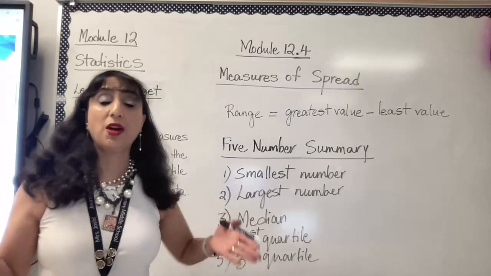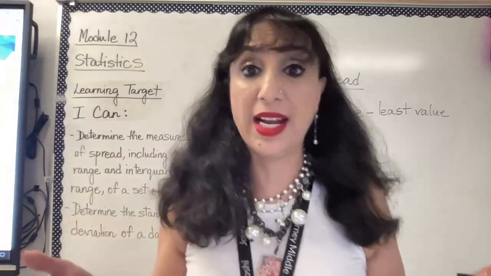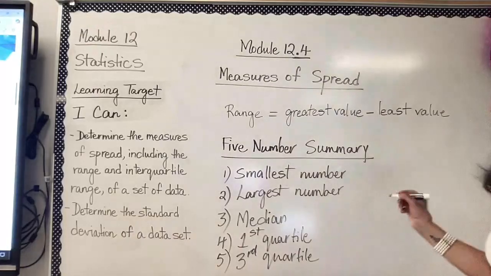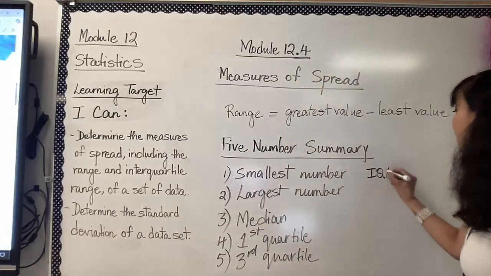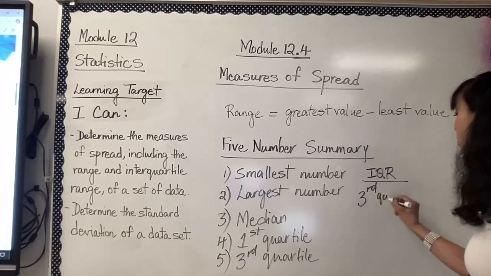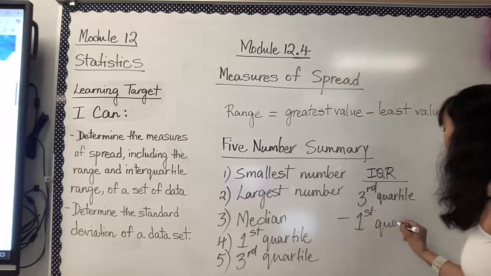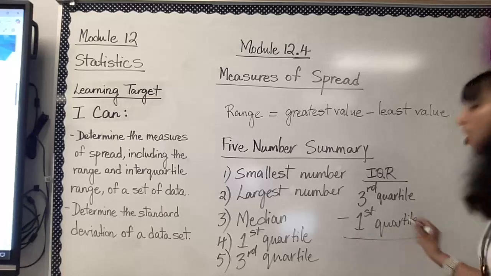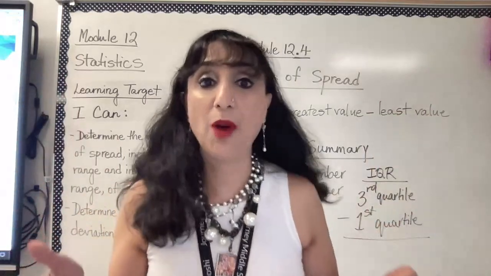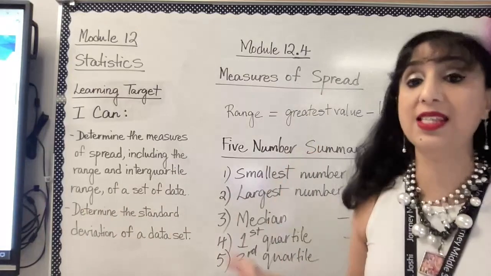And the reason we're talking about measures of spread is that we are basically looking at what is the spread of the data between the first and the third quartile. So that is called the interquartile range, also known as IQR. And IQR is nothing but third quartile minus the first quartile. And this will give me the range of data within the box part of the box and whisker plot.